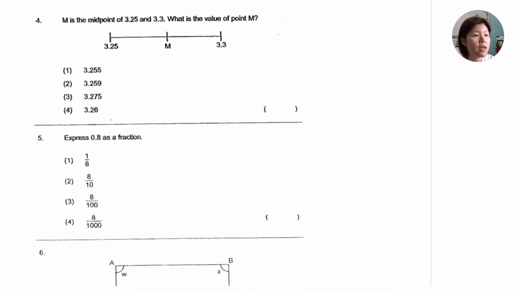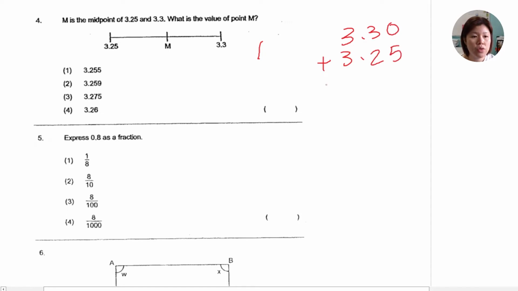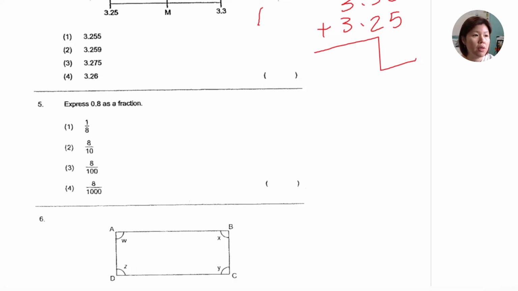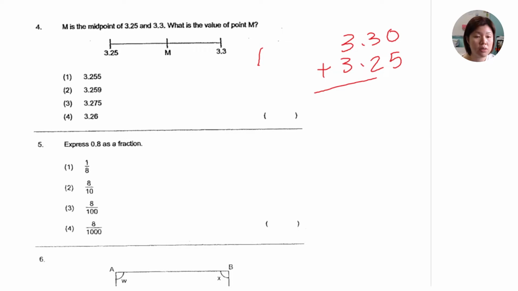Okay, let's move on to question 3. M is the midpoint of 3.25 and 3.3. So it's asking what is the value of point M. So midpoint means middle. So normally we take the two numbers, 3.3 plus 3.25. We add a 0, so that's easier. Okay, sorry. Let me erase it first. Okay, let's continue.